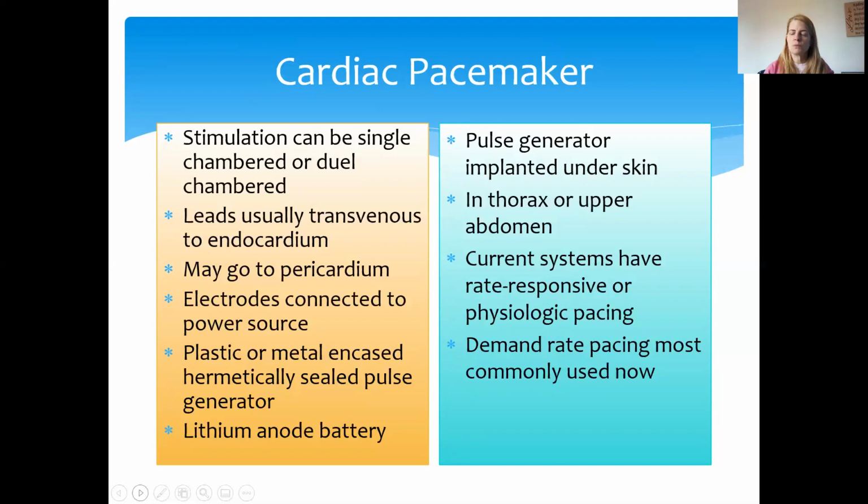Electrodes are connected to a power source. So typically on their upper left chest, they will have a plastic or metal encased pulse generator with a lithium battery. It's implanted under the skin, usually upper abdomen, and it has a rate responsive pacing that it does for that patient. And demand pacing is used most commonly. The cardiac physician will regulate that based on the patient needs.